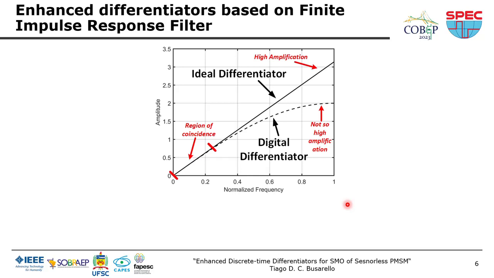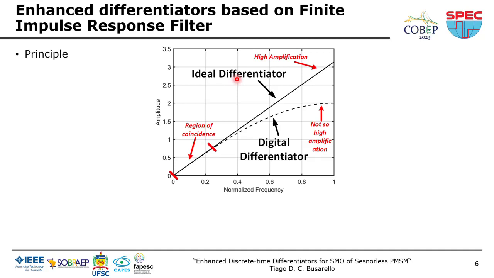So talking a little bit about our proposal, starting with the principle, this chart here shows our idea. If you see here, there is a line which is the ideal differentiator. This is the s function in the continuous-time domain.